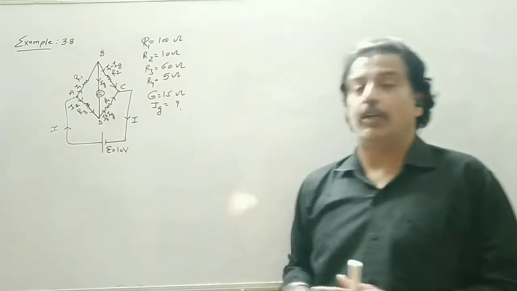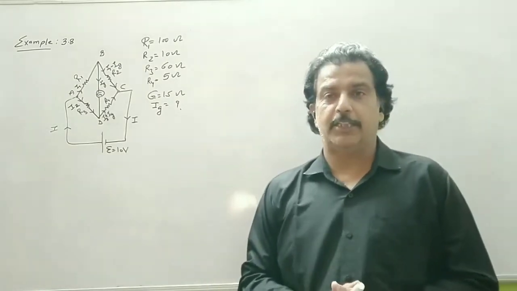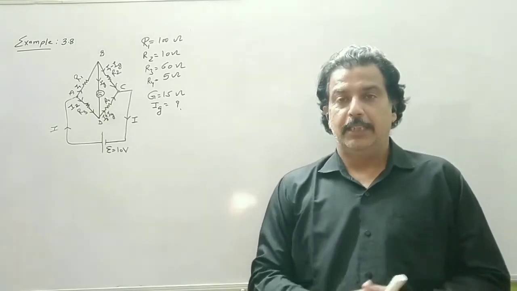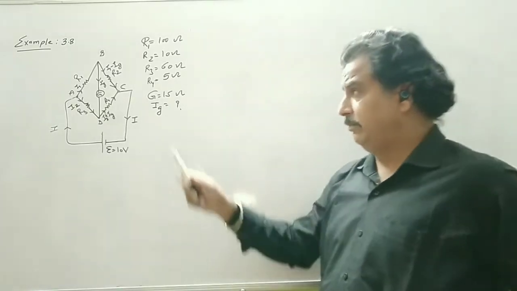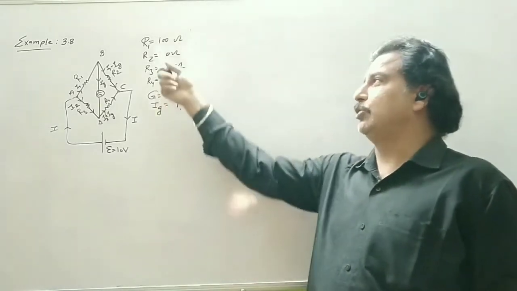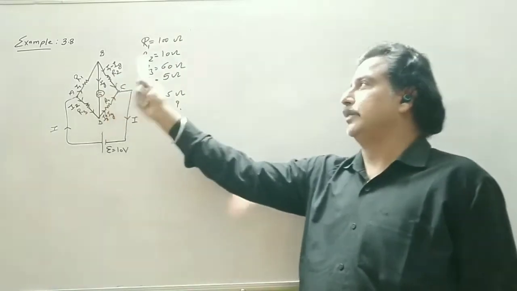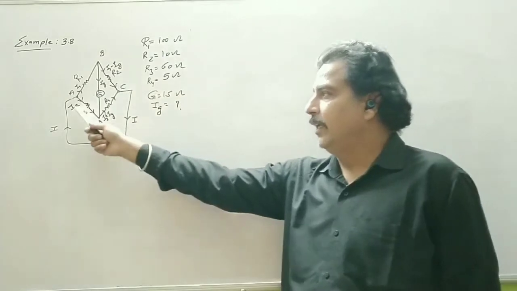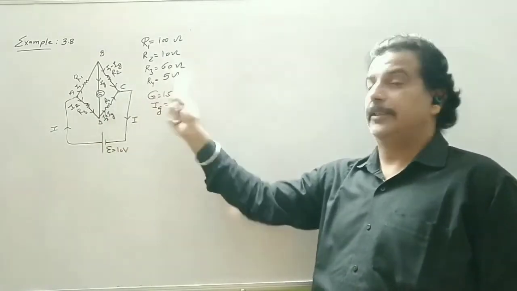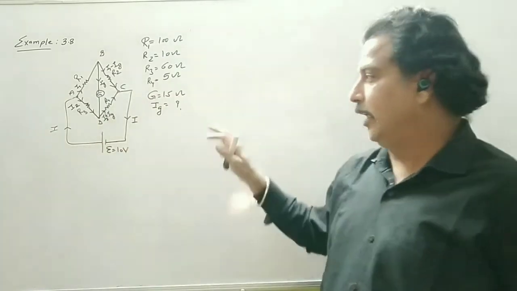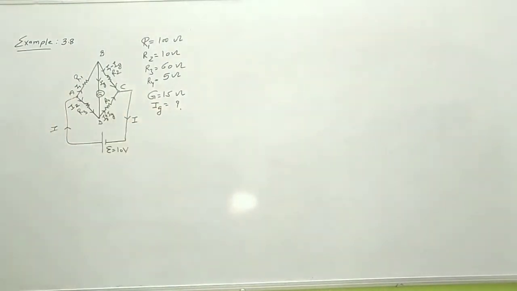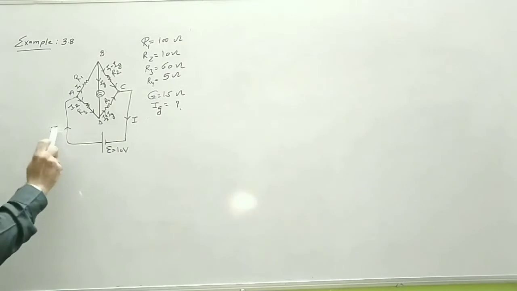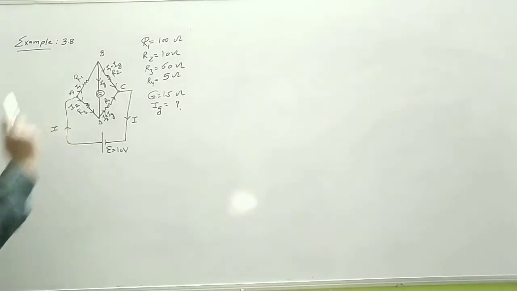The first thing for a Wheatstone bridge is to check whether it is balanced or unbalanced. If it is balanced, things become very easy, but here it is unbalanced. You check R1 divided by R2, that is 10, and R3 divided by R4, that is 12. So it is an unbalanced Wheatstone bridge. The resistance of the galvanometer is also given. I is the current drawn from the battery E of 10 volts.